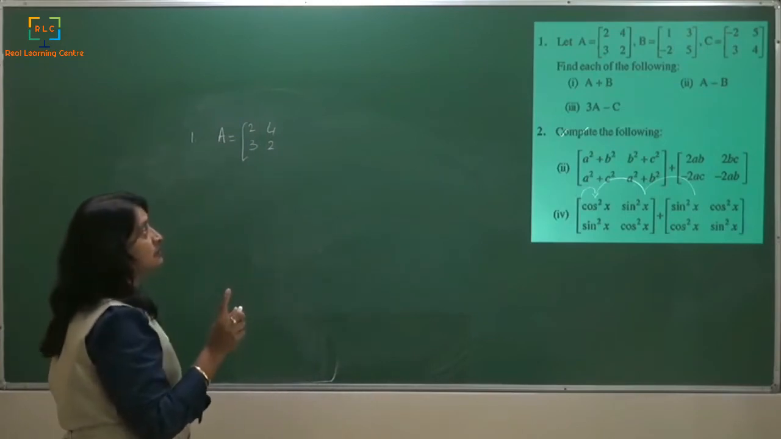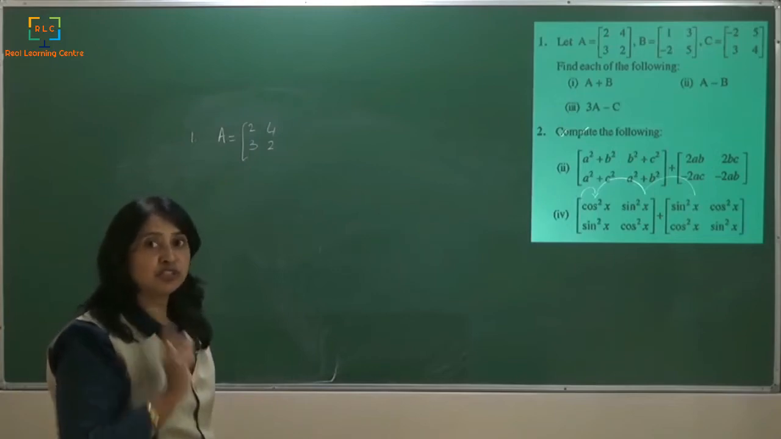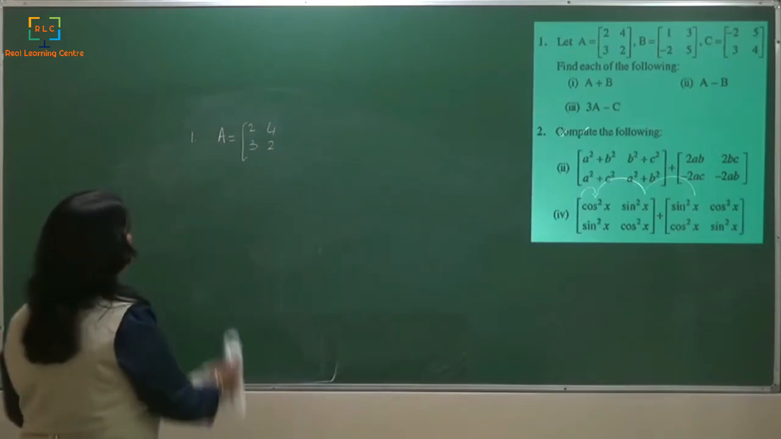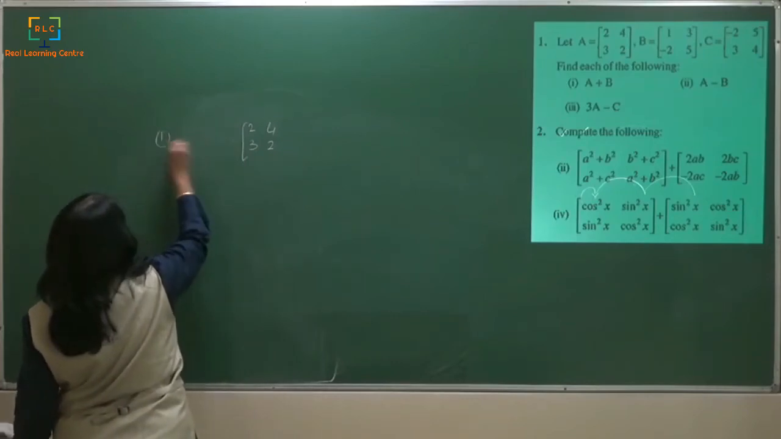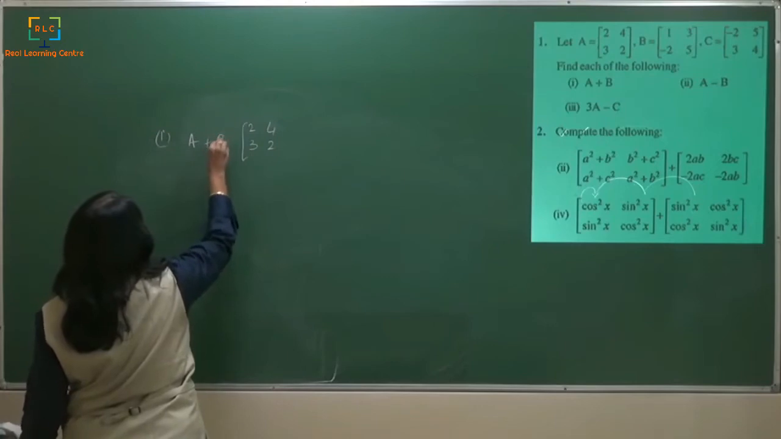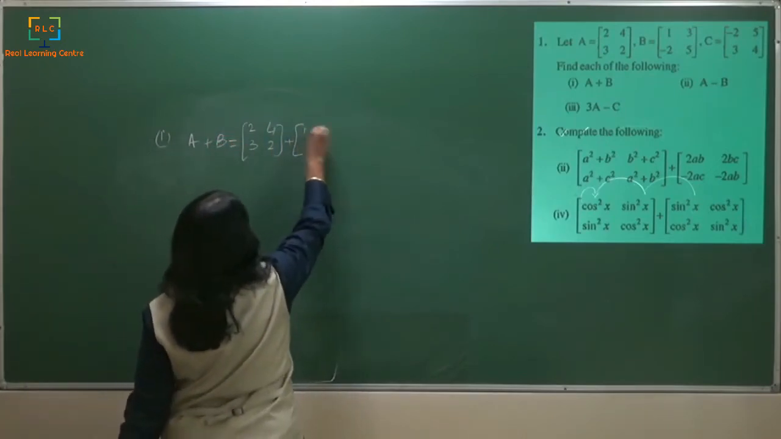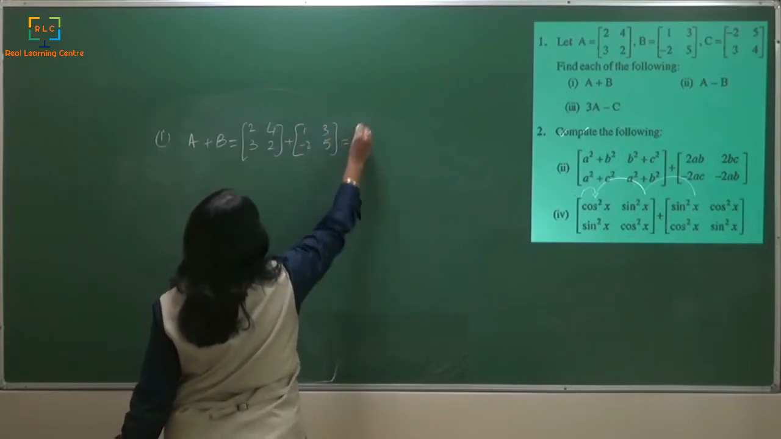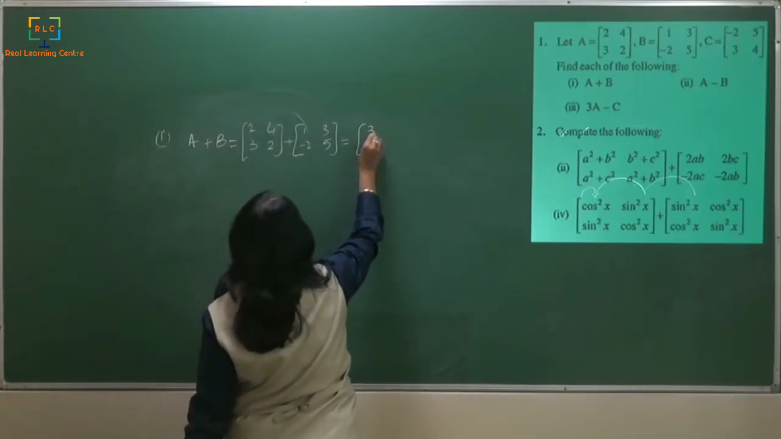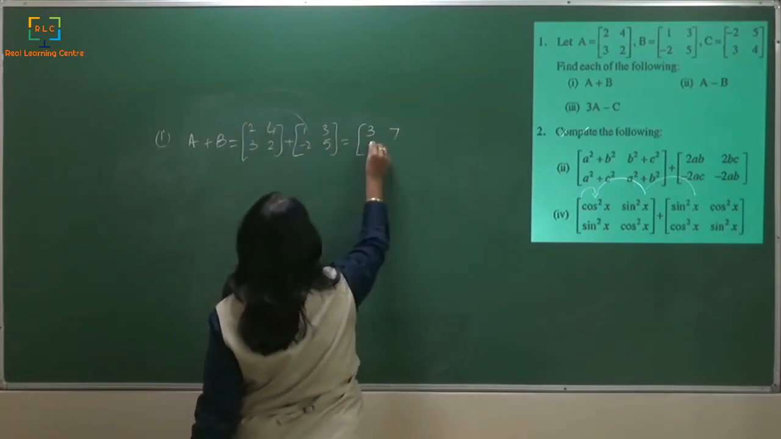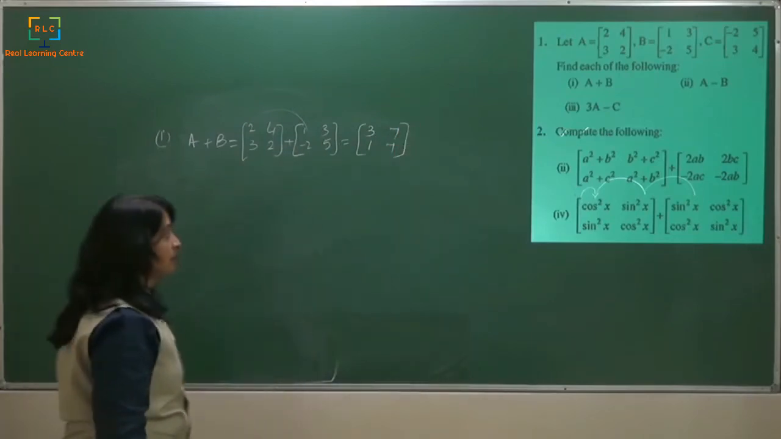They are telling us in question number 1 to find a plus b, a minus b, and 3a minus c. Let's do it in only 3 lines. I'll take a plus b first. So for the first sub question, a plus b equals 2 4 3 2 plus 1 3 minus 2 5. 2 plus 1 is 3, 4 plus 3 is 7, 3 minus 2 is 1, and 2 plus 5 is 7. We are done. That's a plus b.